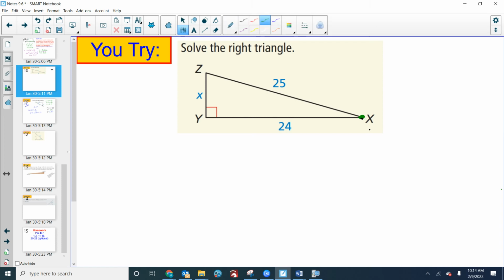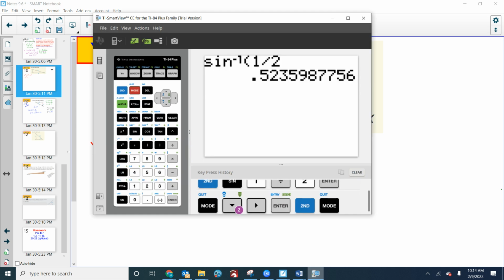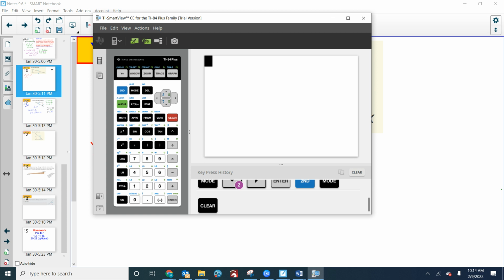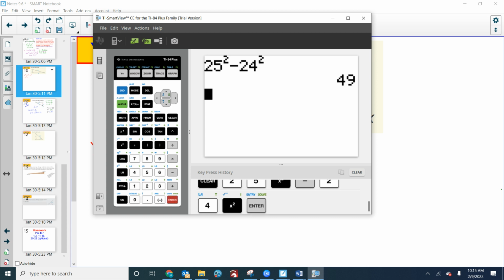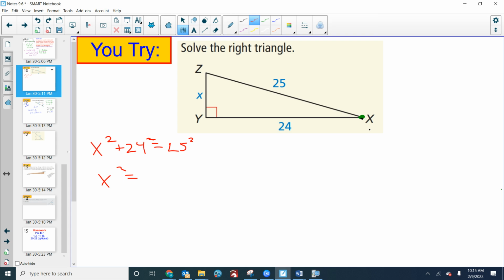We're going to go through this one quickly. You should have had x squared plus 24 squared equals 25 squared. This is the work I would need to see. We've got a quiz coming up, so we're going to do it in my calculator, which might look a little different than yours, but 25 squared minus 24 squared is what goes on the right side. And then what am I going to do with that number? That's 49. Square root both sides. X equals 7.